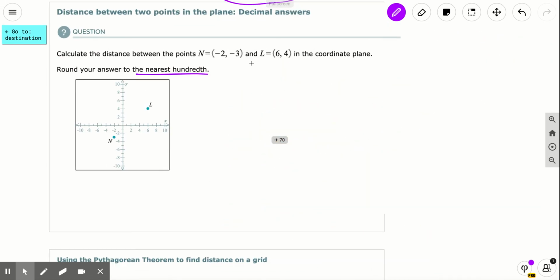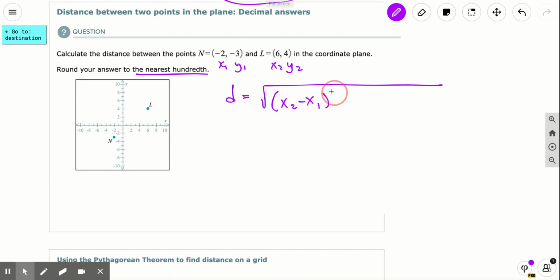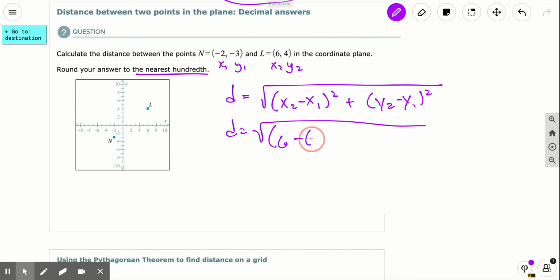All right. So take a look at this. Okay, again, x1, y1, x2, y2. I'm not going to switch colors this time. Square root of x2 formula, substitution, y2 is 4 minus negative 3.